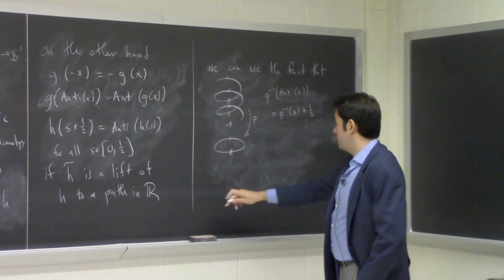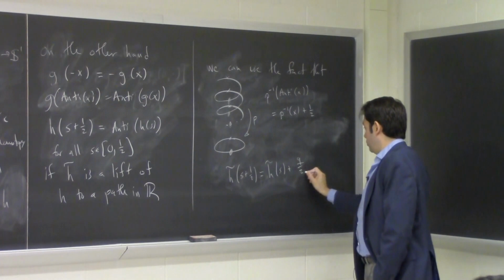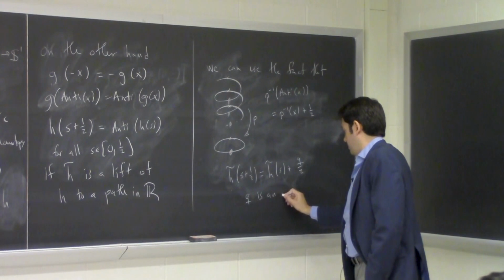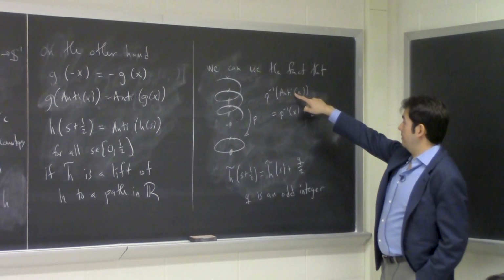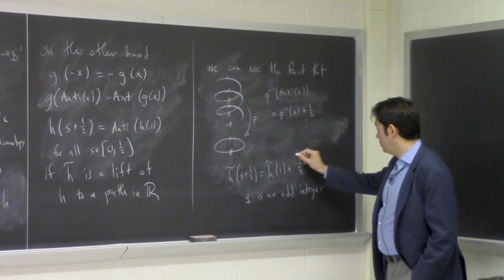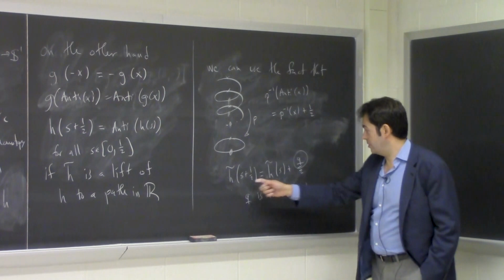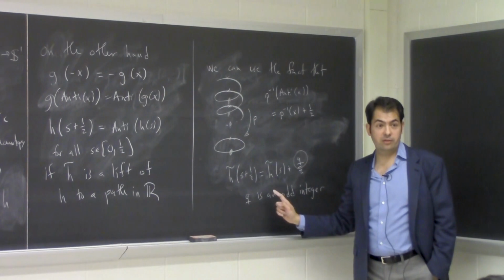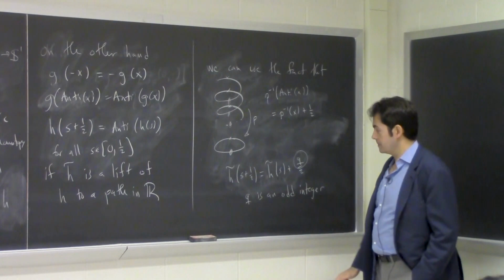So what that tells us about H is that when you lift, H tilde of s plus 1/2 is equal to H tilde of s plus q over 2, where q is an odd integer. Right? Just because this guy is in this set and this guy is in this set. Notice that this q, we justify its existence at every s. And in principle, that means that it could be a different q for different s. But of course, this is continuous and this is continuous. So this q, if it were a function of s, would be a continuous function of s valued in the integers. And the only continuous functions into the integers are constant. Right? So this q is a constant. It's the same one for all s. Okay. Great. So we have that equation.